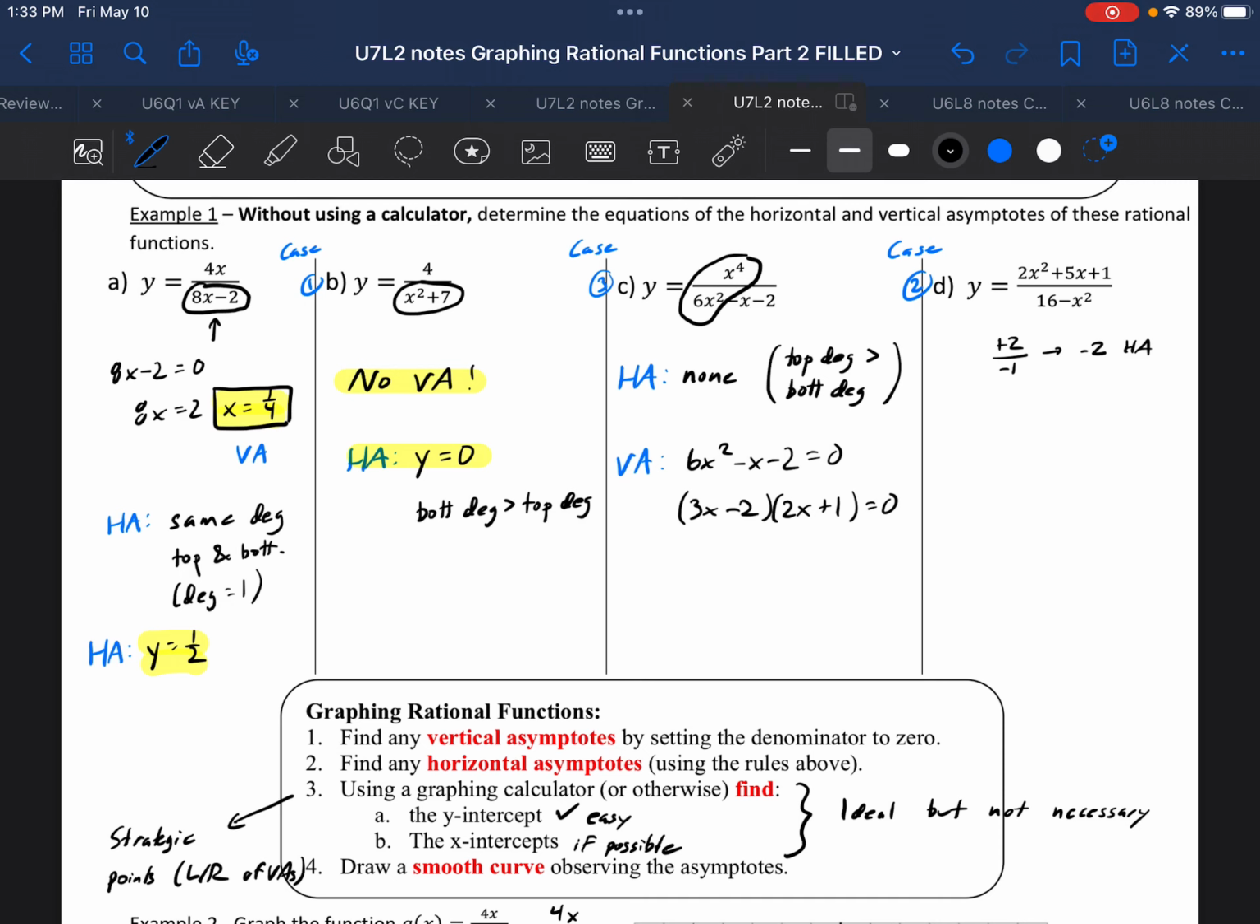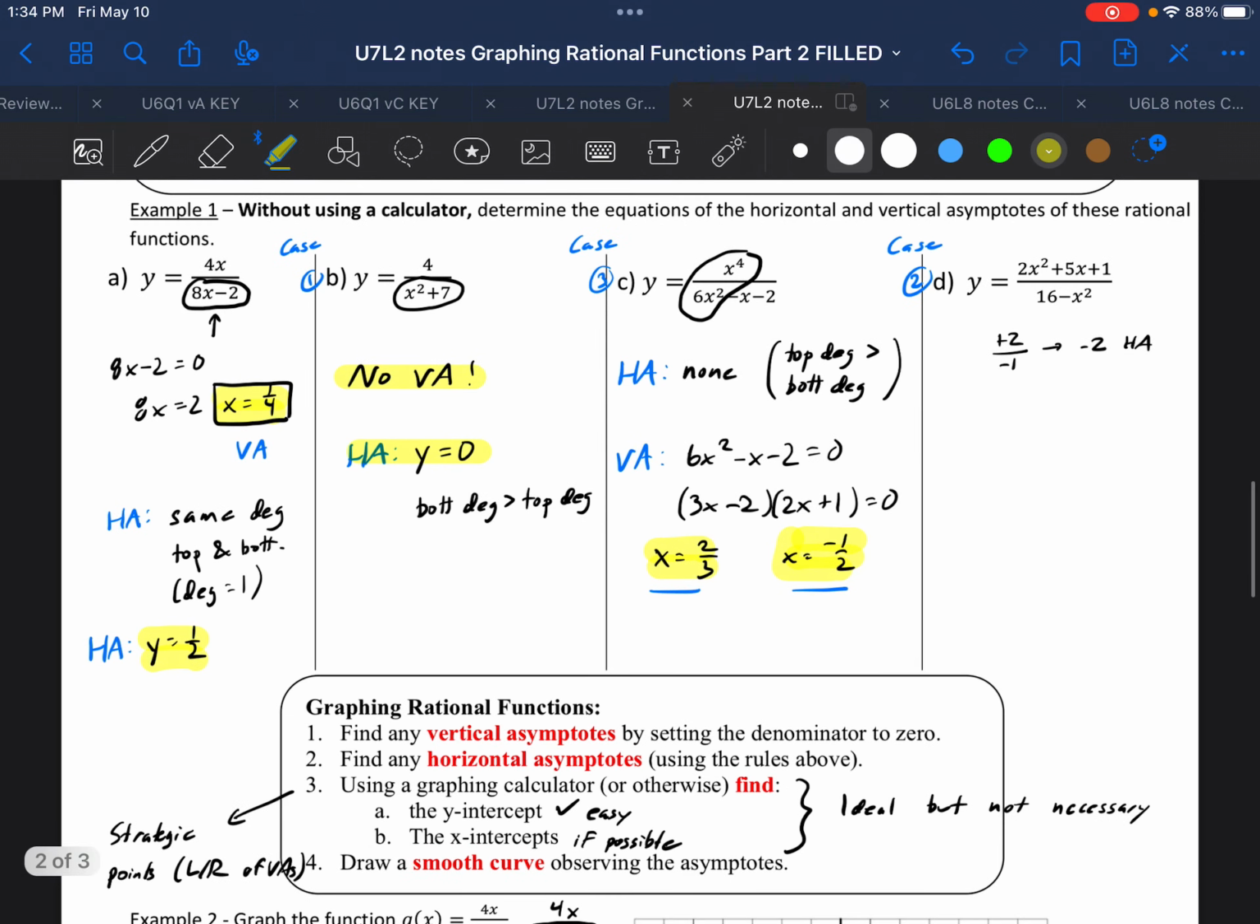So if I set that equal to 0, let me just double check. If I multiply that, that's 3x squared. That's negative 2. And I have positive 3x minus 4x, which is negative x. So I'm going to have two verticals, I believe. We've got x equals 2/3. And here I've got x equals negative a half. Okay? So those are the two vertical asymptotes because they make the denominator equal to 0, but not the numerator. I hope I said vertical asymptotes. Yeah, those are the two vertical asymptotes.